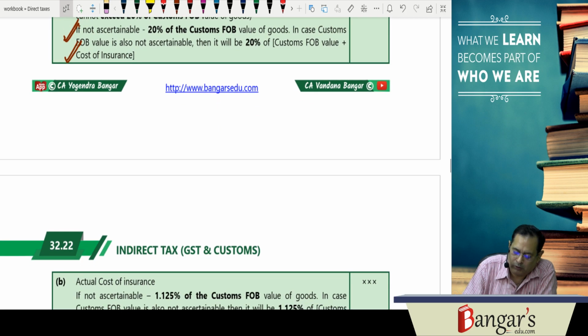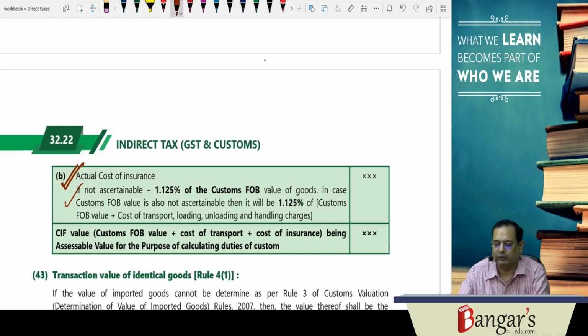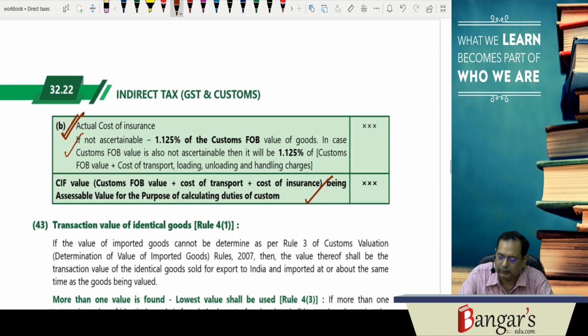Similarly, we have to add what? The cost of insurance, actually that is to be added, and in case the same is not ascertainable, it will be 1.125% of the customs FOB value, and if customs FOB value is also not ascertainable, it will be 1.125% of the customs FOB value plus cost of transport. Now this will give you the CIF value being the assessable value for the purpose of calculating the custom duty.